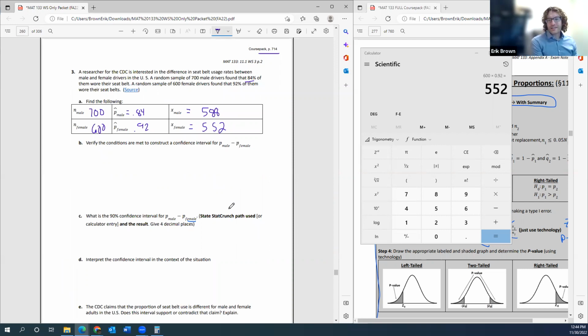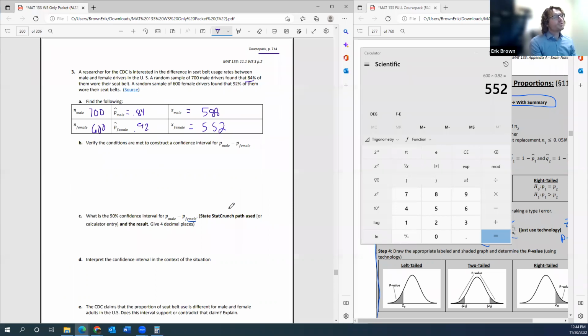Sometimes we give you the x's and the n's, and then you're asked to calculate the p hat. In fact, your chapter 10 project, your chapter 9 project did it that way. Because your x's were the colors that you counted out, and your n's were the total, the sample size.